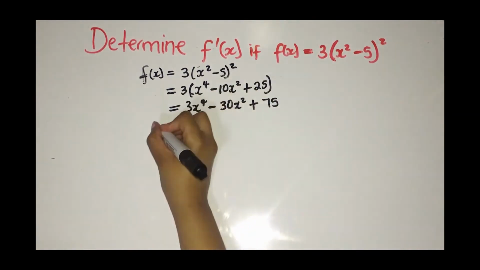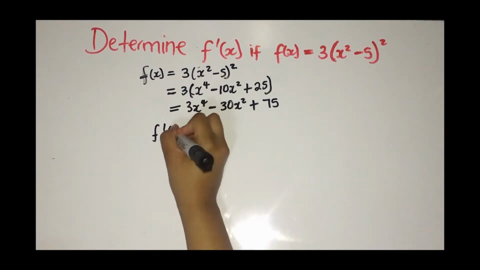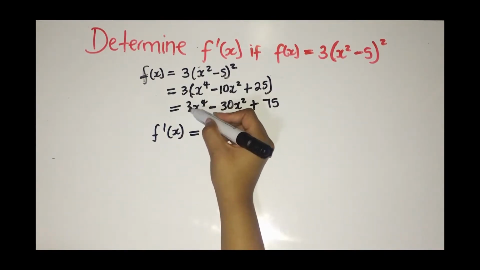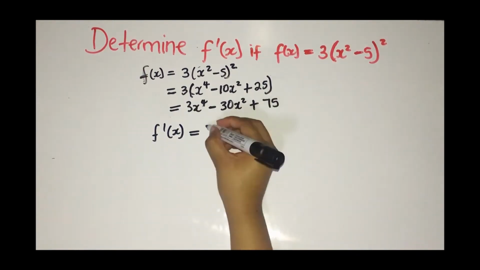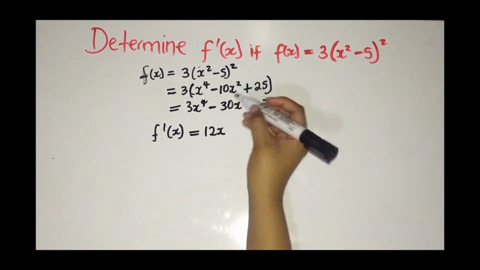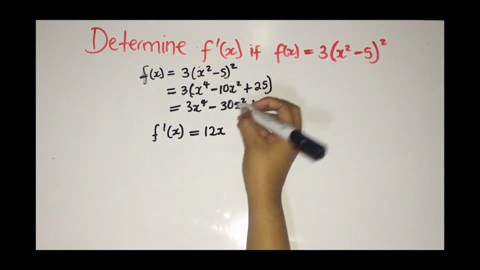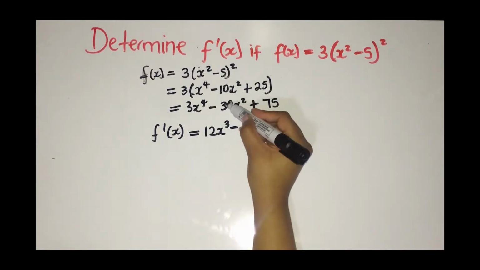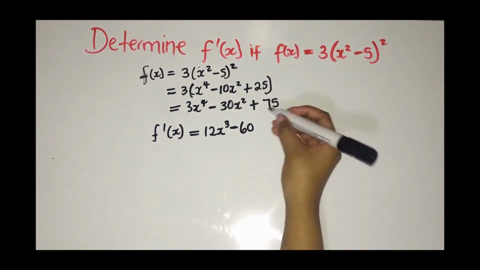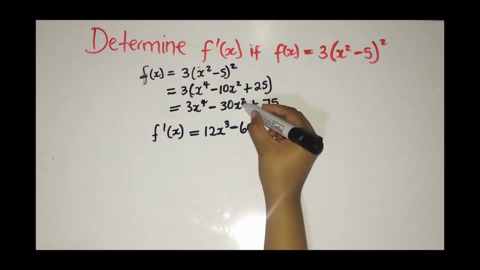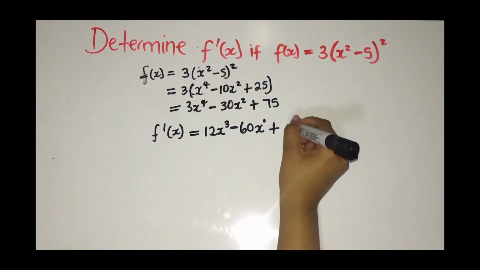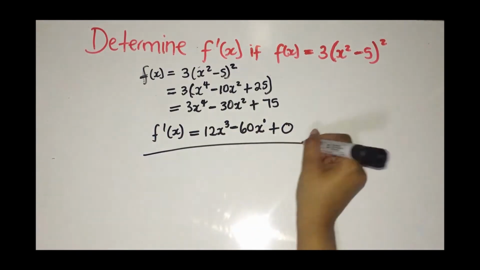So the derivative of f of x is equal to 4 multiplied by 3, because we say exponent multiplied by base. So 4 multiplied by 3 is 12x, and then 4 minus 1 leaves 3, minus 2 multiplied by 30 is 60x, 2 minus 1 leaves 1, and then the constant, so plus 0, it disappears.